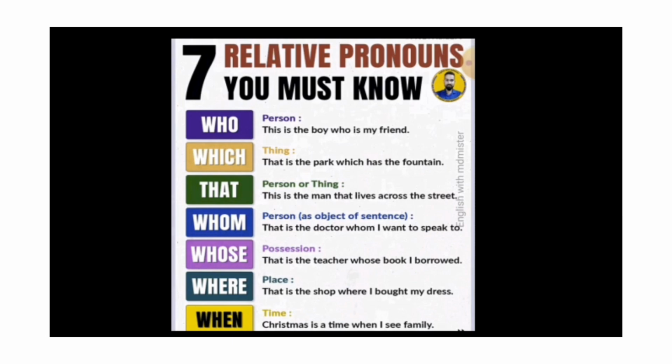The sixth one is where, which is used to describe a place. That is the shop where I bought my dress.